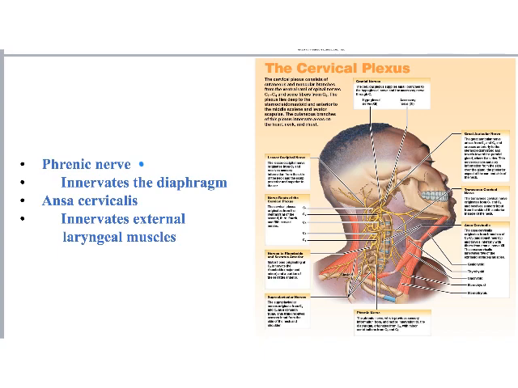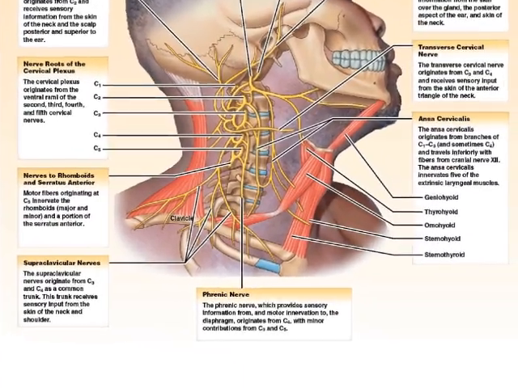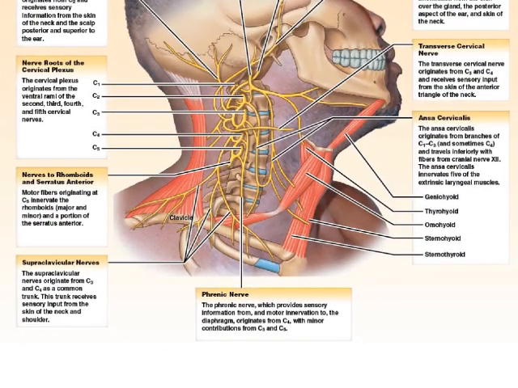So I do want you to know the phrenic nerve, that it innervates the diaphragm, and then I want you to learn the ansa cervicalis, which innervates the external laryngeal muscles. Those are the ones kind of in the front of your neck, and if we blow this up here, we'll be able to see. So you can see the phrenic nerve comes down off the plexus, and it's going to eventually go all the way down to the diaphragm.